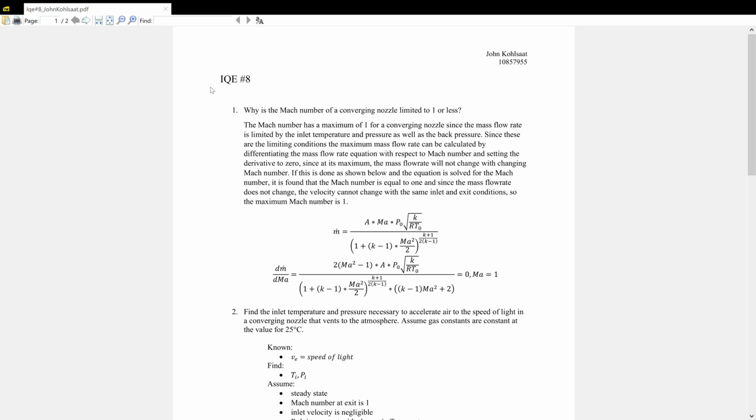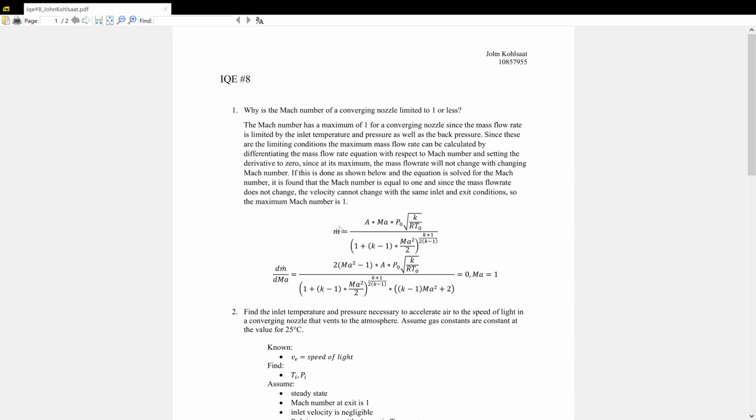All right, so for IQA number 8, the first question is, why is the Mach number of a converging nozzle limited to 1? And so this can essentially be derived via the mass flow rate. And so the mass flow rate is limited by the inlet pressure and temperature. And so we know there's a maximum mass flow rate. And at that maximum mass flow rate, the rate of change of the mass flow rate with the rate of change of velocity will be 0.